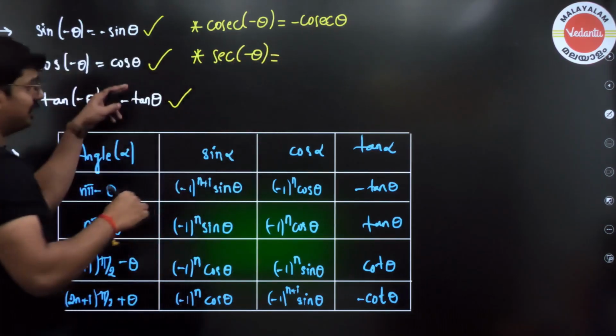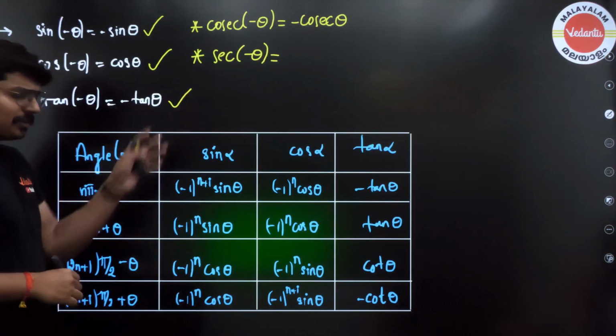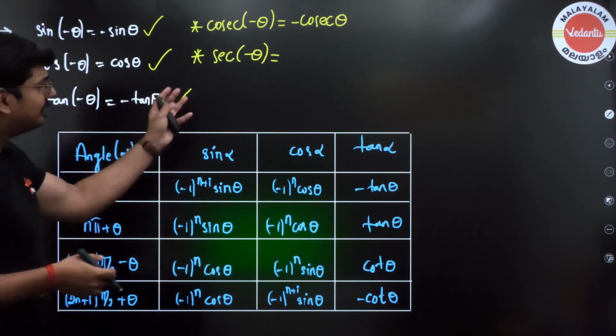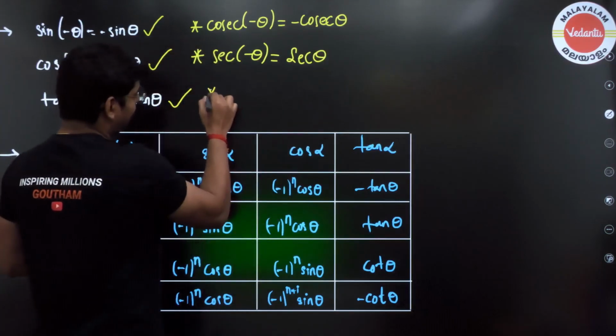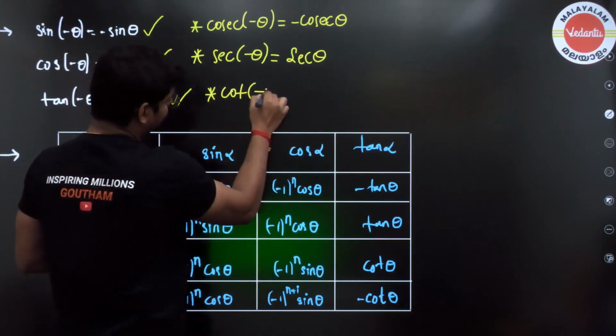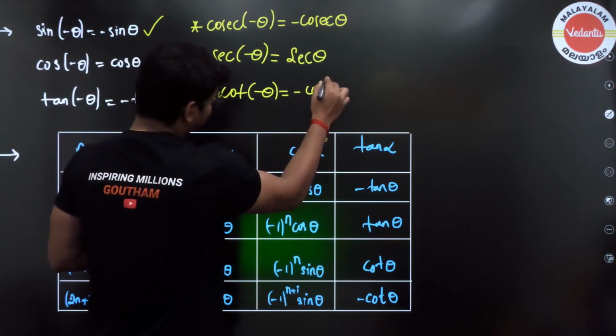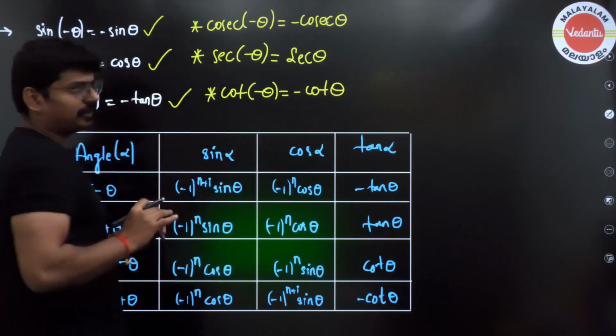Well, if cos of minus theta is cos theta, its reciprocal is going to follow the same logic, right? So secant of minus theta is going to be secant theta. And finally, cot of minus theta is going to be minus cot theta. So this is what you're going to get, guys.